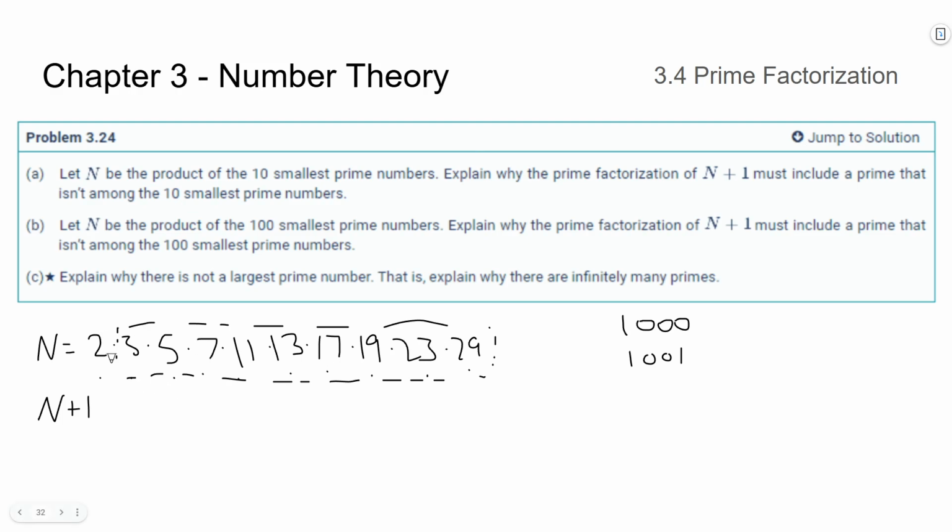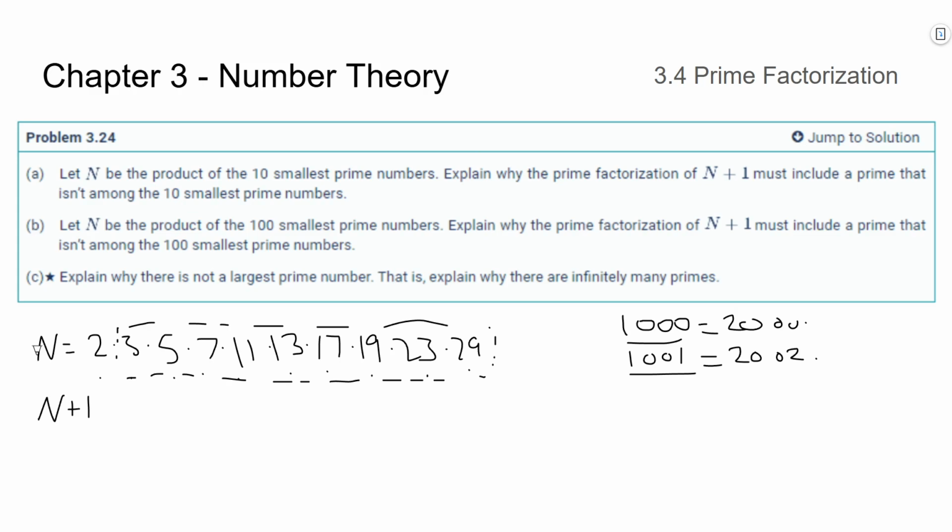We know that n is going to be 3 times 5 times 7 all the way up to 29 times 2. It's going to be doubled. We're going to end up doubling something. All right, and so if we double 1,000, we get 2,000. If we double 1,001, we get 2,002. And what you might notice here is that it doesn't matter if we start with an odd number or an even number, we will always end up with an even number. So we know that because we have this times 2, because this number is going to be a multiple of 2, we know that n is going to be an even number.